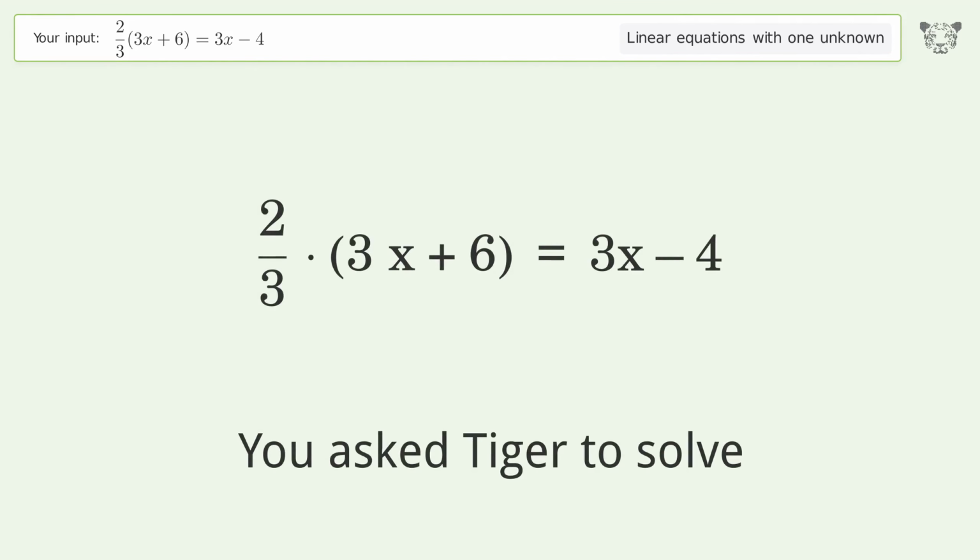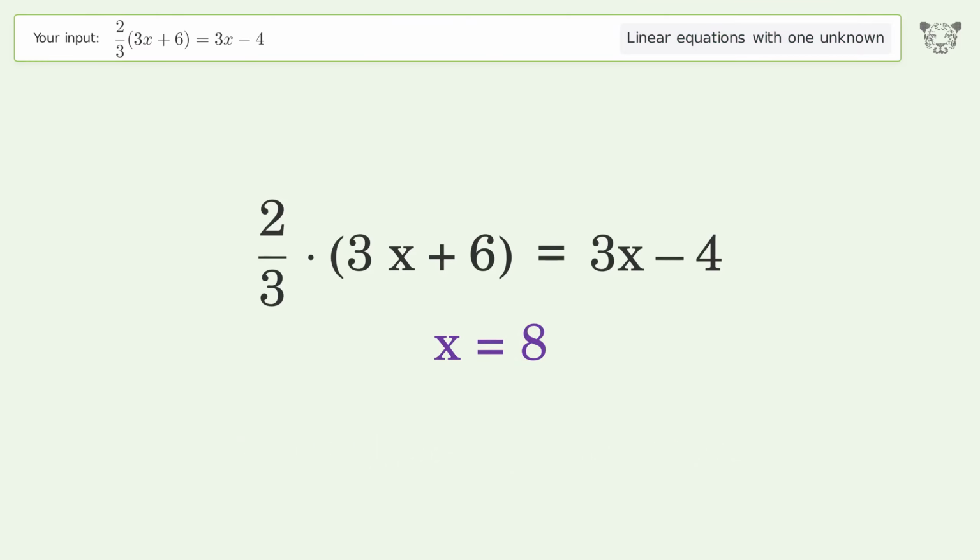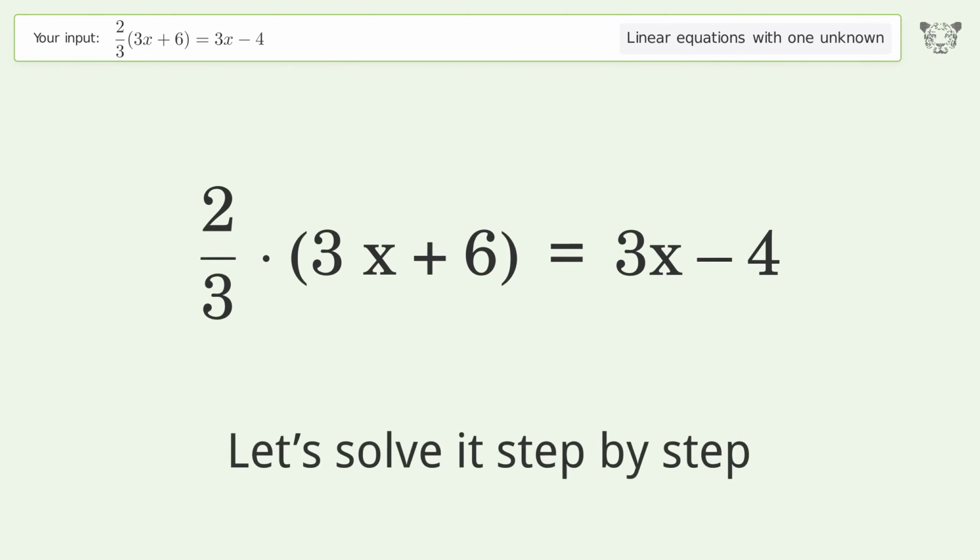You ask Tiger to solve. This deals with linear equations with one unknown. The final result is x equals 8. Let's solve it step by step.